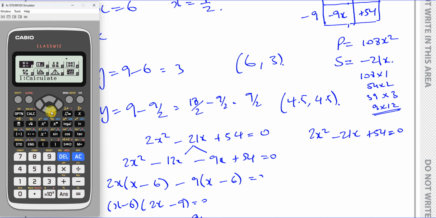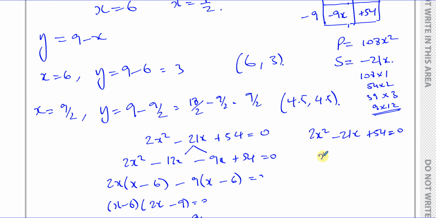So you go menu and go to the place where it has the equation, which is this one, press equals, go to polynomial, which is 2, and you want a degree 2, which is a quadratic that we've ended up with here. Put the coefficient of x squared first, so 2, press equals, the coefficient of x, don't forget the sign, minus 21, press equals, and then press 54, then press equals, and when you press equals again it will give you one of the solutions. So it says x equals 6, which is one of the ones we found.